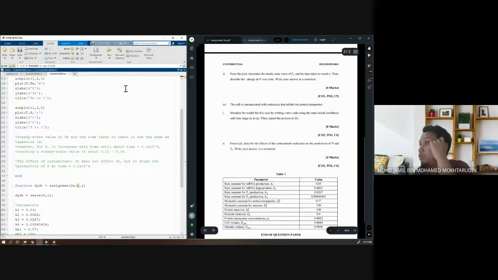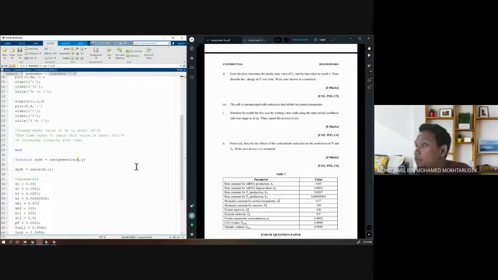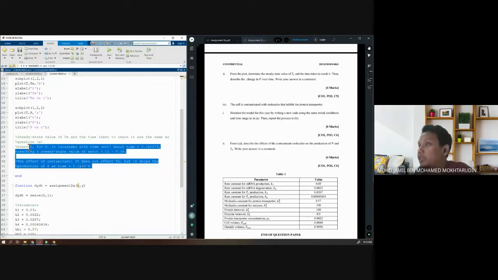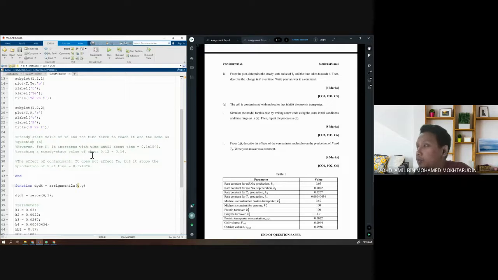But if you compare to question A, P increases with time. So the cell keeps producing P, as if nothing happened. While if there is a contaminant, P stops being produced at time 0.1, and it doesn't affect TE. So TE maintains the same as previously, without contaminant. So explain as much as possible. If you get the necessary points, then you get the marks.